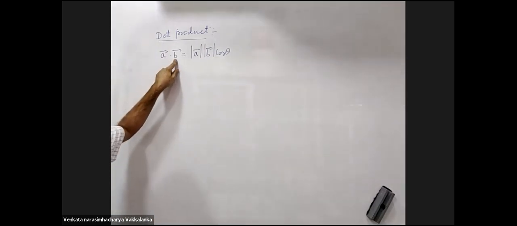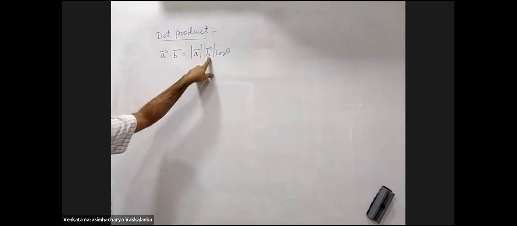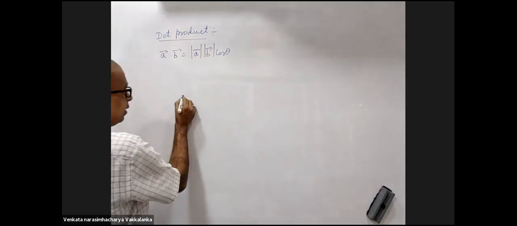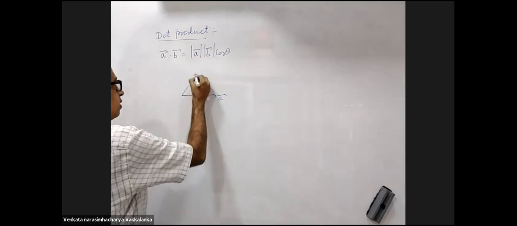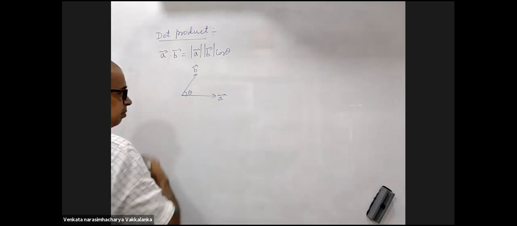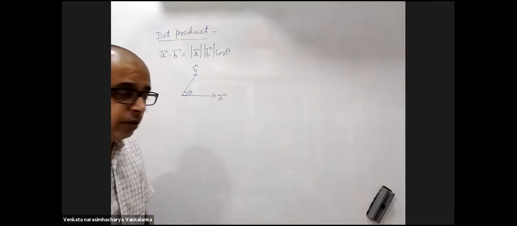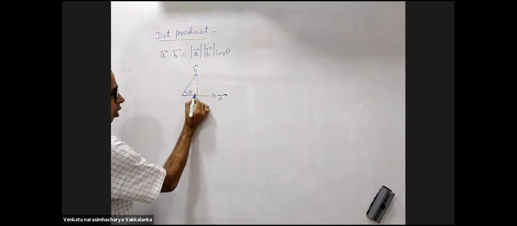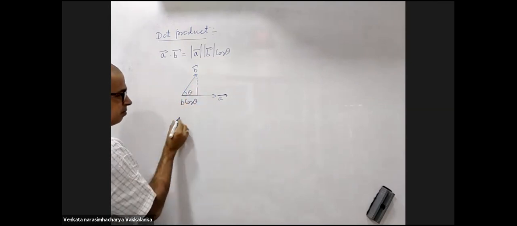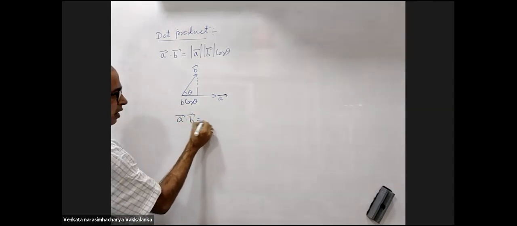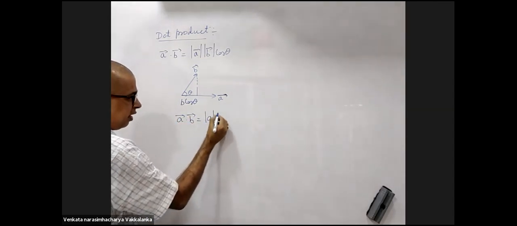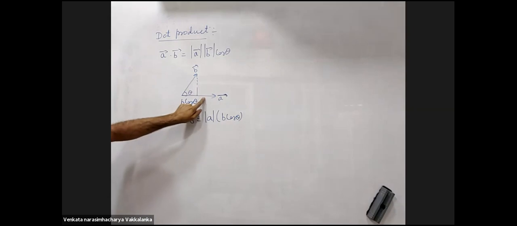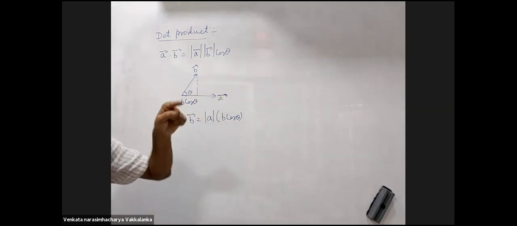A dot B is defined as the magnitude of A into magnitude of B into cosine of the angle between them. You mean to say this is A, this is B. Angle between them is theta. What do you mean by dot product? Dot product means projection of B along A will be B cos theta. A dot B is technically magnitude of A into B cos theta. You are projecting B on A. That projection into the magnitude of A is the dot product.